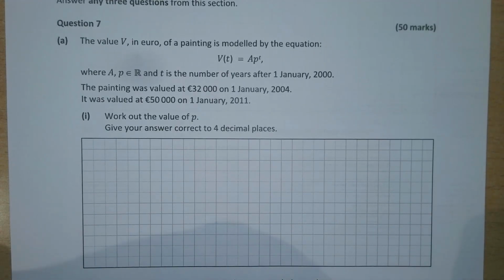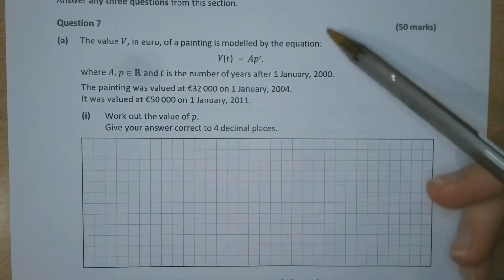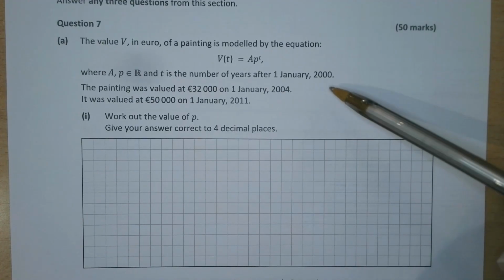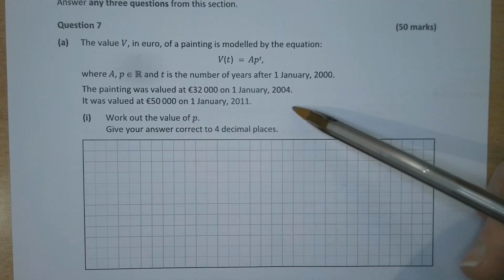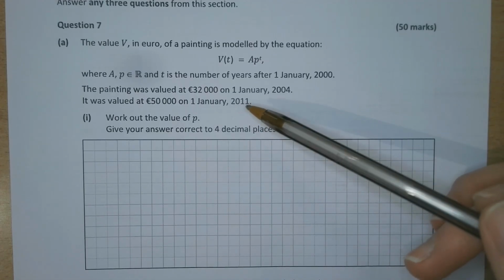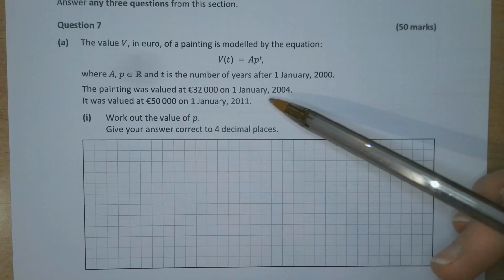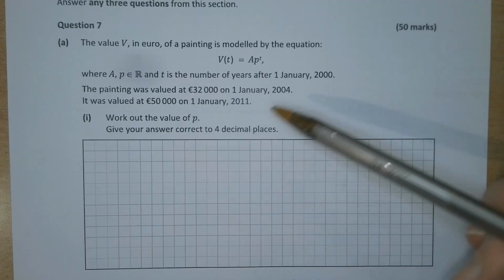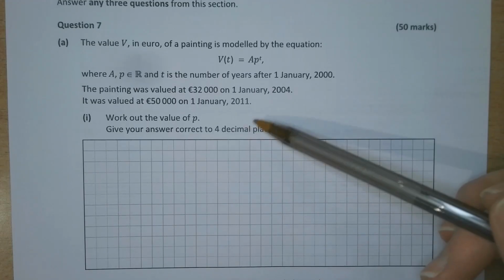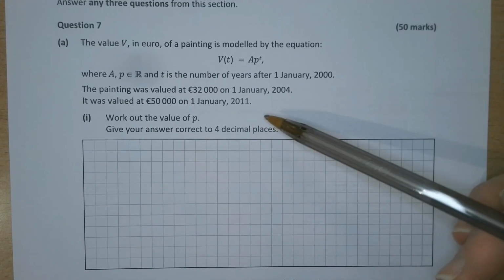Question 7, we're given that the value V in euro of a painting is modelled by this equation, where A and P are real numbers and T is the number of years after the 1st of January 2020. So we're given two values here at different times. We're given that it's valued at €32,000 on the 1st of January 2004 and €50,000 on the 1st of January 2011. We're asked first of all to work out the value of P.